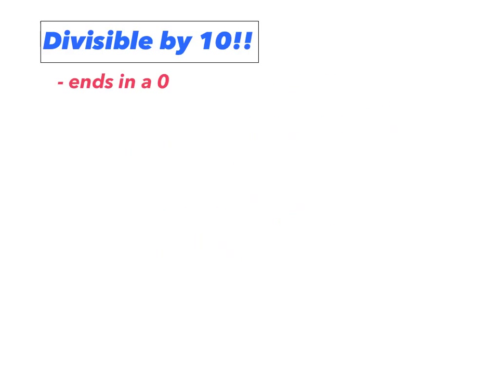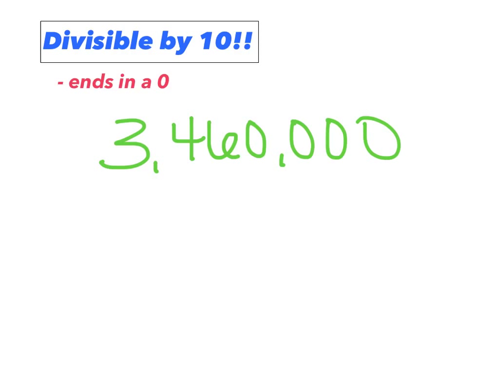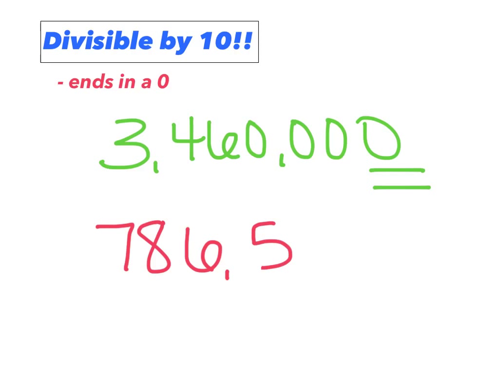And last but not least, probably the easiest one, if a number is divisible by 10, it simply ends in 0. So the number 3,460,000 ends in a 0. You can divide that by 10. If you had the number 786,555, it does not end in a 0, so this number is not divisible by 10.